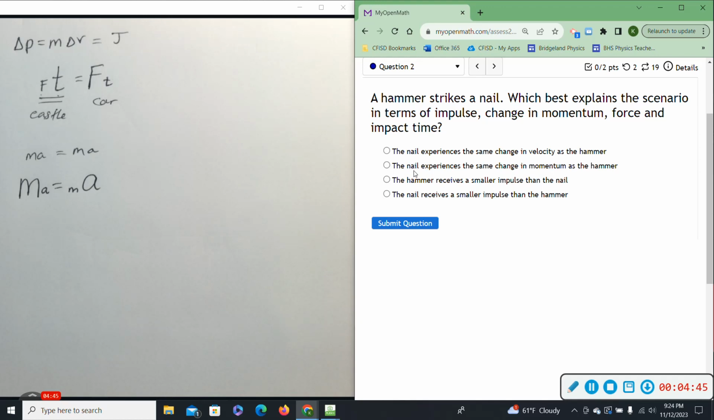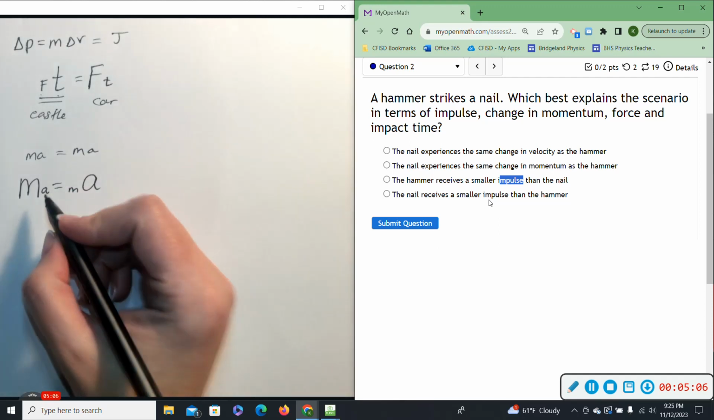The second option says the nail experiences the same change in momentum as the hammer. And just as a reminder, change in momentum, mathematically speaking, is the same thing as your impulse. And so these next three choices are basically, hey, the impulses are equal. The hammer has a smaller impulse, the nail has a smaller impulse. Those are our options that we're looking at now.